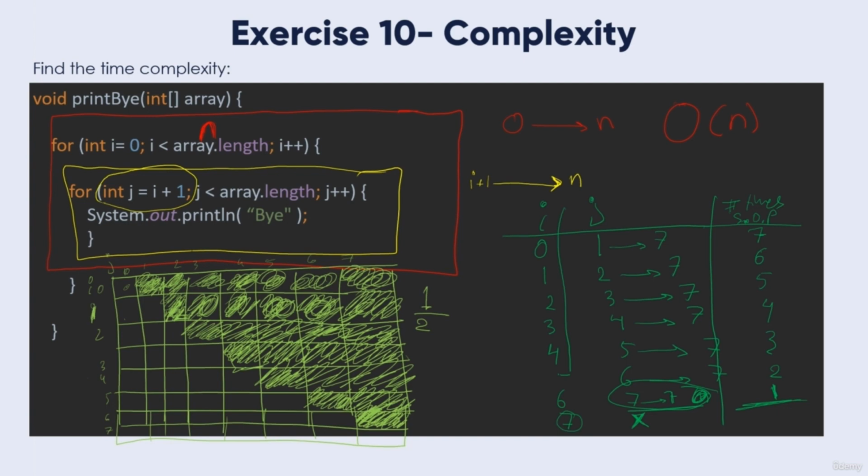So therefore, according to this matrix, according to this drawing, according to the iteration, we are executing half of this matrix. So the complexity of the inner loop is O of n over 2. Okay? Because we are executing half of the code. We are executing half of the code that we should use.